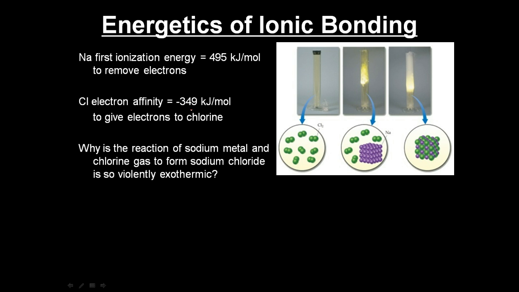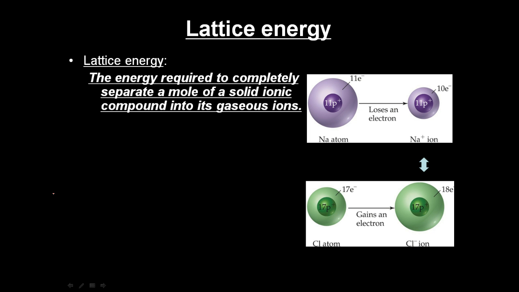So the question is, why is the reaction of sodium metal and chlorine gas to form sodium chloride so violently exothermic if the ionization energy and the electron affinity, the addition of those two together, will give you a positive number for the energy value? The answer to that comes in the form of lattice energy. Lattice energy is the energy required to completely separate a mole of a solid ionic compound into its gaseous ions. So what does that mean?